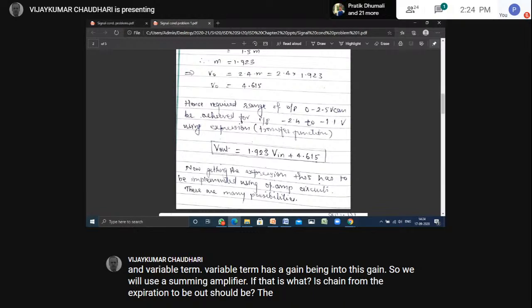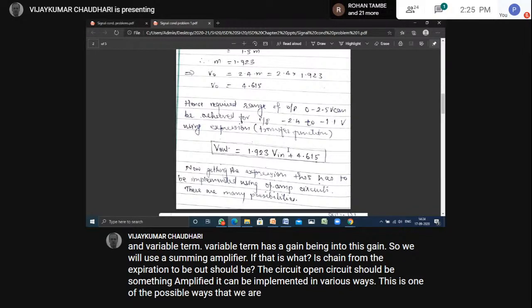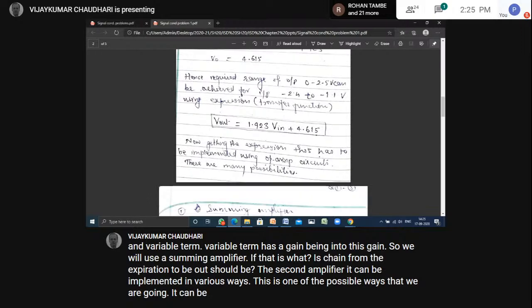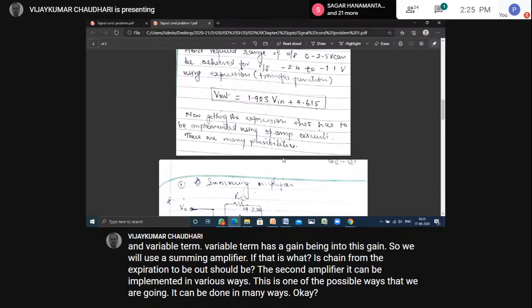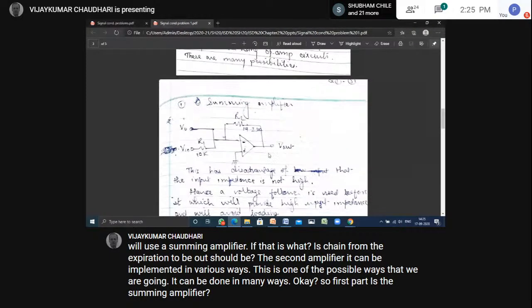It can be implemented in various ways. This is one of the possible ways that we are using a summing amplifier. It can be done in many ways. So the first part is the summing amplifier. How should the summing amplifier be then?